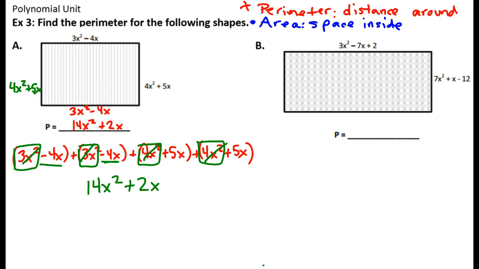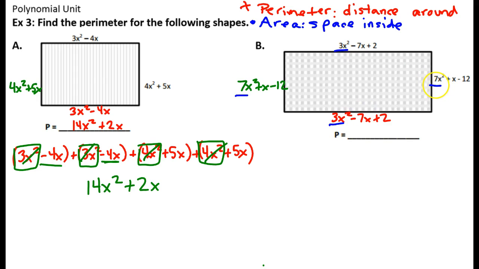So in example B, here we have 3x squared minus 7x plus 2 for one side of the rectangle. Opposite sides are congruent, so this is 3x squared minus 7x plus 2. And the other side is 7x squared plus x minus 12. Opposite sides are congruent, so that's 7x squared plus x minus 12. And now we want to combine like terms. You can rewrite it if you have the space. If you don't, really what you're doing here is just combining the things that are alike. So I have 3x squared added with 7x squared added with 3x squared added with 7x squared.